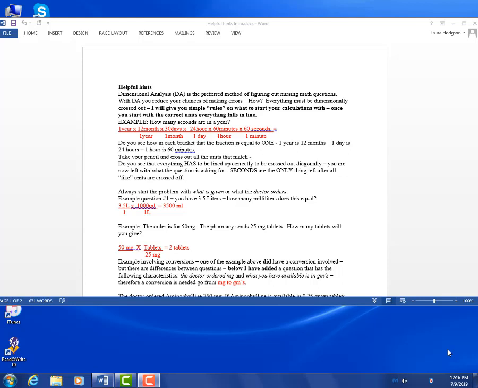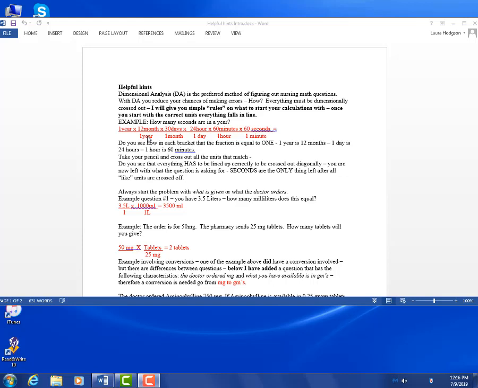Once you set up the first initial bracket, it's very difficult to make a mistake because everything is dimensionally crossed out. It all falls in a line. The first example that I'm giving you is 1 year, and you're going to calculate how many seconds are in a year, which of course makes absolutely no sense. No one would want to know that, but it gives you a good example of how everything must equal 1.